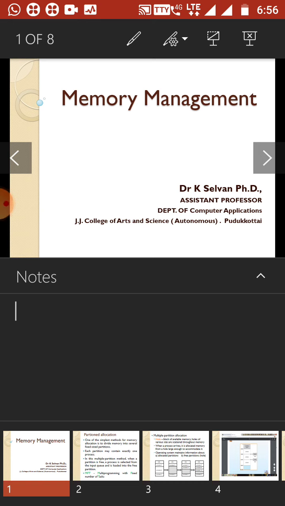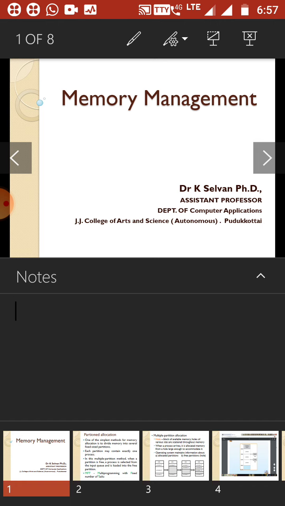So today we are going to discuss the next topic, partitioned memory management technique. I already told you yesterday, partitioned memory management technique is going to overcome the drawback of the previous technique, single contiguous memory management technique. So it is better to revise single contiguous memory management and its advantages and disadvantages.